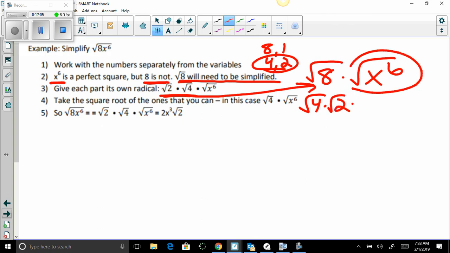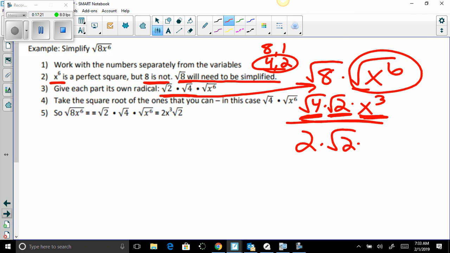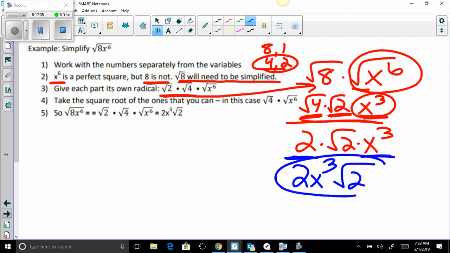The square root of this right here would be x3. Half of 6 is 3. So finish this. The square root of 4 is 2. I lose my radical. The square root of 2, it's not a perfect square, and I can't break it down any further, so leave it. And I already took the square root of this one, so I leave my answer. The radical comes last. Everything else comes before it. So 2x3, leave the radical 2 on the end. And that is where they got their answer.